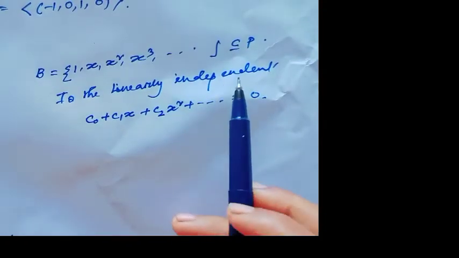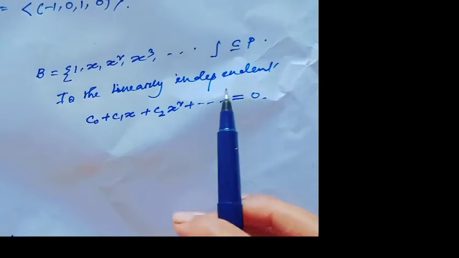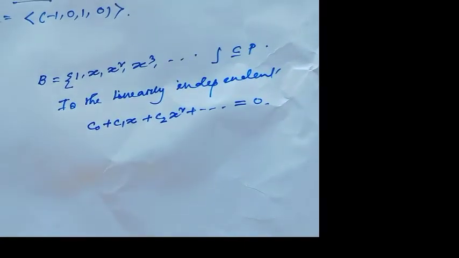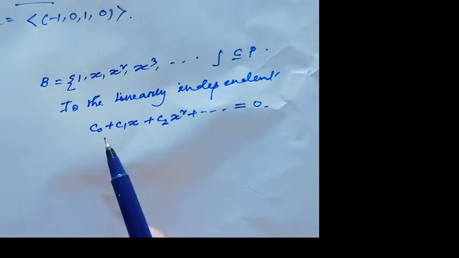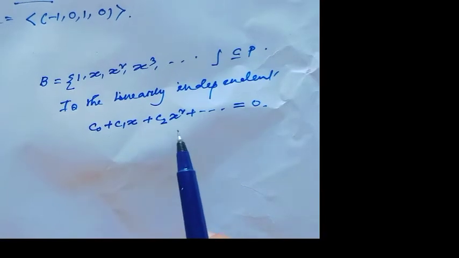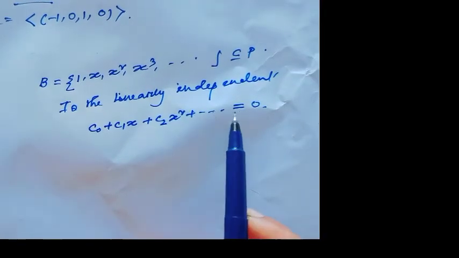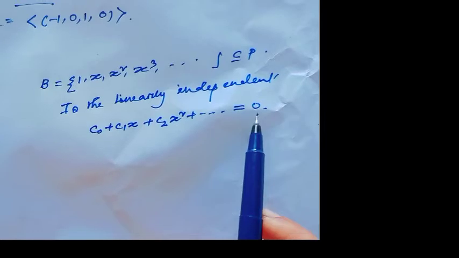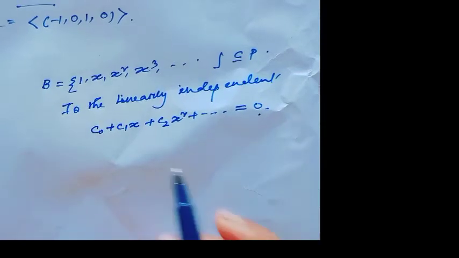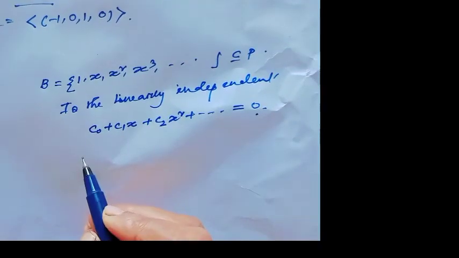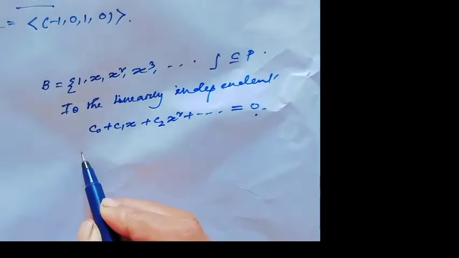Now my question: is the set linearly independent? Here linearly independent means the equation c0 plus c1x plus c2x square, and this continues, equal to 0, has only the trivial solution, because we all know the definition of linearly independent.